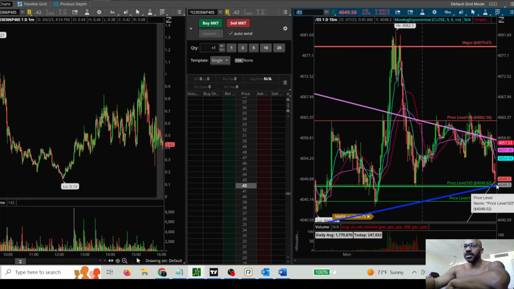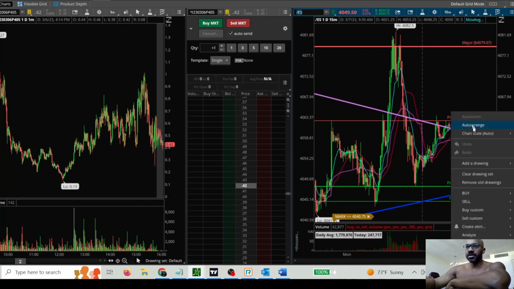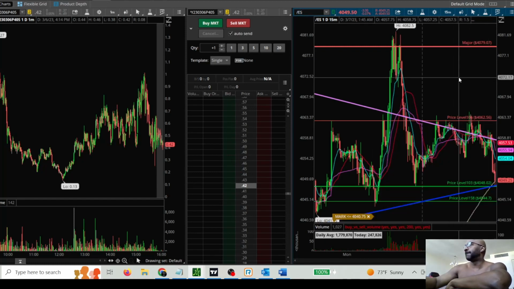Looks like we're bouncing off of, well, on this chart we're bouncing off of this trend line and also off of support. However, on the other chart that isn't using log scale, right? We are above that line. So I guess it's just a waiting game to see what happens.